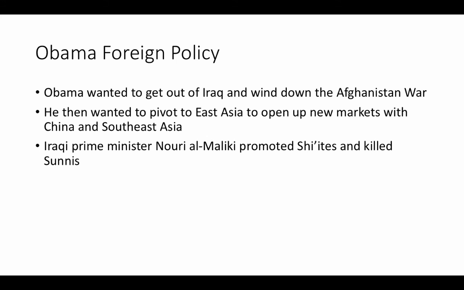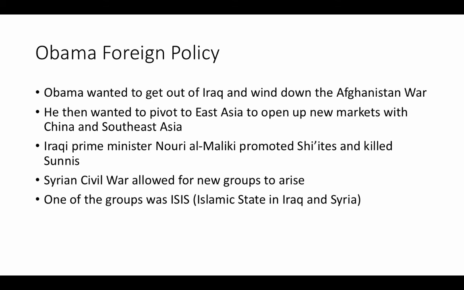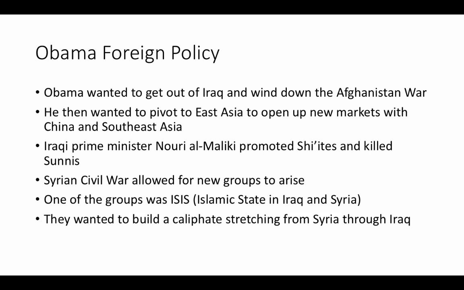At the time, in Iraq, after we had left, the Iraqi Prime Minister, Nouri al-Maliki, promoted his group, the Shiites, into power and began killing Sunnis. This eventually led to a collapse in Iraq. At the same time, the Syrian civil war began to arise. One of the groups that went out to the Syrian civil war in order to try to gain leverage was the group ISIS, the Islamic State in Iraq and Syria. They used this crisis that was taking place in Syria in order to grow their own power. And eventually what they wanted to do under their leader, Baghdadi, was to create a caliphate that would stretch from Syria all the way out to Iraq.